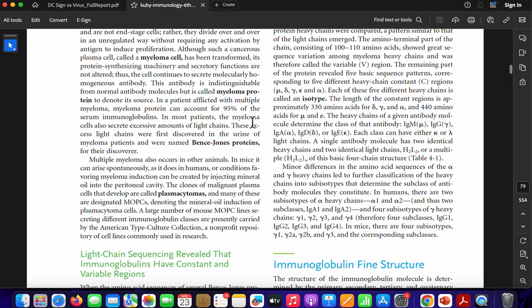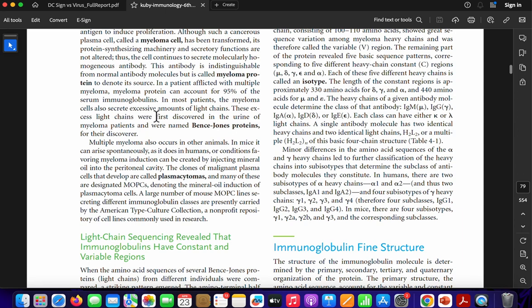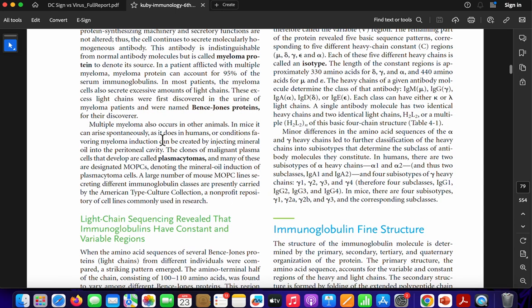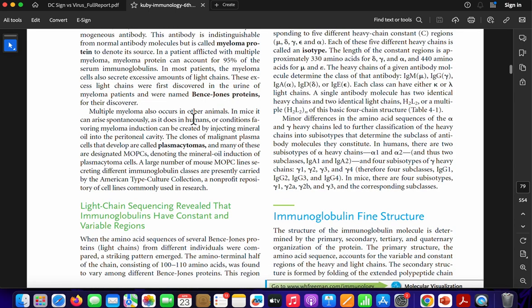In most patients, the myeloma cells also secrete excessive amounts of light chains. These excess light chains were first discovered in the urine of myeloma patients and were named Bence Jones proteins for their discoverer. Multiple myeloma also occurs in animals. In mice, it can arise spontaneously as it does in humans.